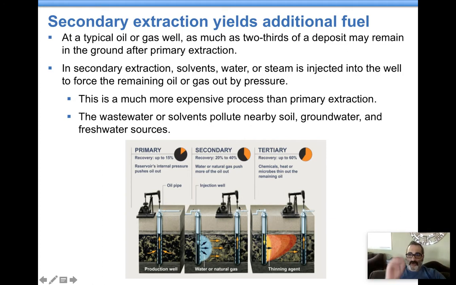It's a very expensive process. It's more expensive than primary extraction, so they generally do not use it that often unless the cost of these fossil fuels goes up. When the cost of fossil fuels goes up, secondary extraction comes into play. So this is not always used. It's only used when it's more cost effective.